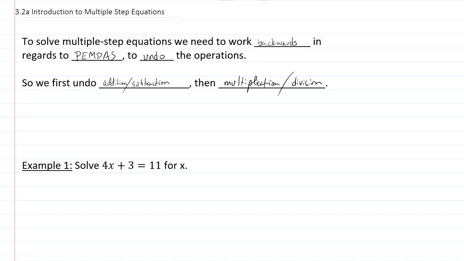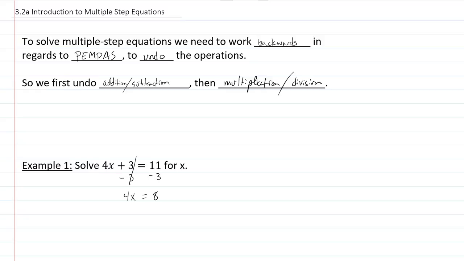So first, let's do the subtraction principle. So we subtract 3 from both sides. So we get the x term by itself. So plus 3 and minus 3 cancel, and 11 minus 3 is 8, and we have 4x. So 4x equals 8. So we have the x term by itself.